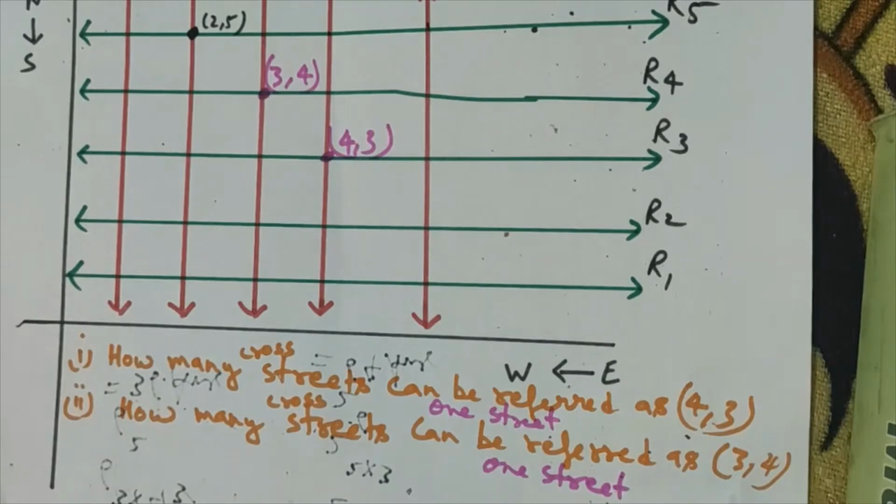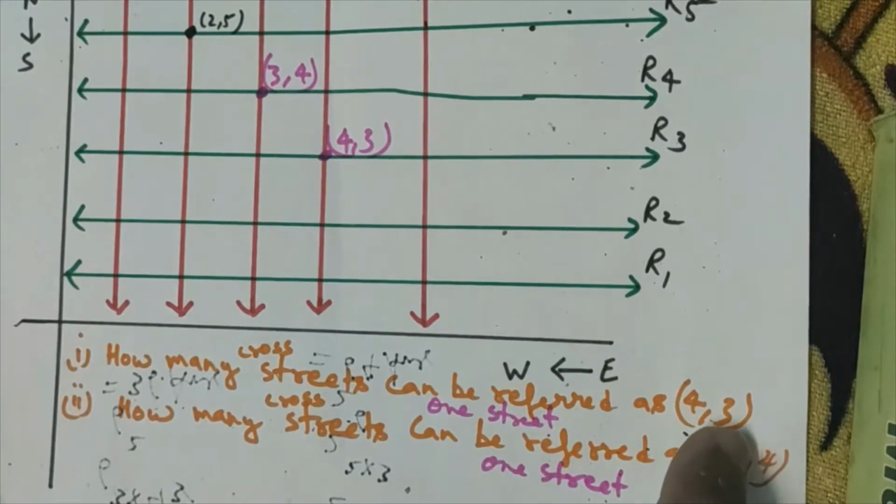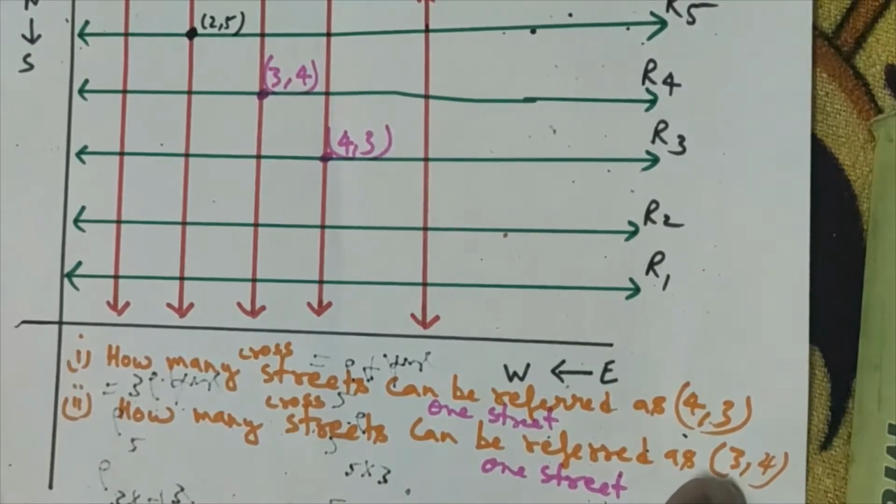One more point to be noted is that the abscissa of the first cross point is equal to the ordinate of the second cross point, and the ordinate of the first cross point is equal to the abscissa of the second cross point. But both the cross points are different. They are not the same. Okay.